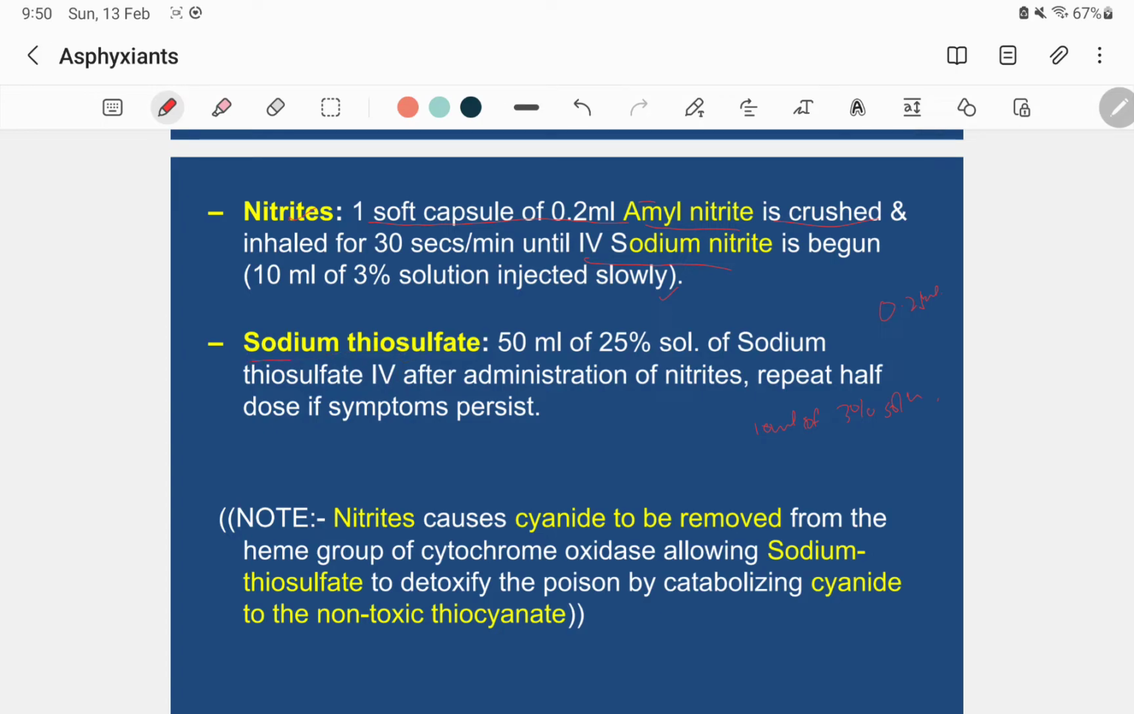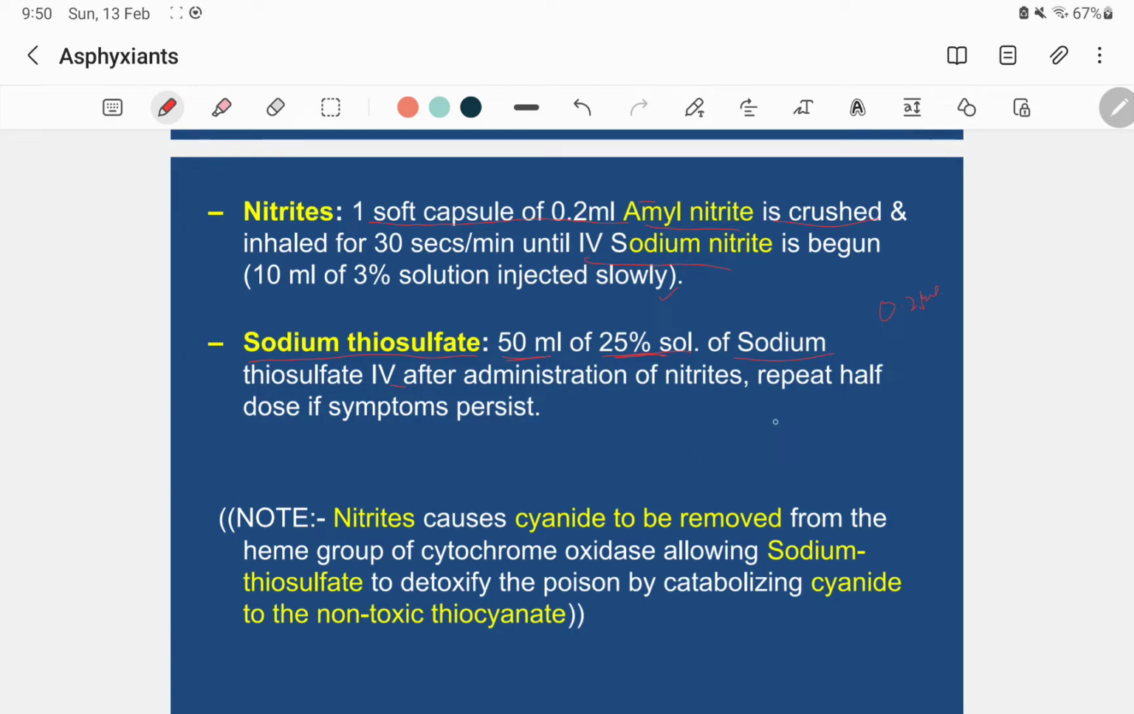In sodium thiosulfate, we have 50 ml of 25 percent sodium thiosulfate, IV, after the administration of nitrite, and then repeat half dose if symptoms persist. So the antidotes for cyanide are nitrite and sodium thiosulfate.